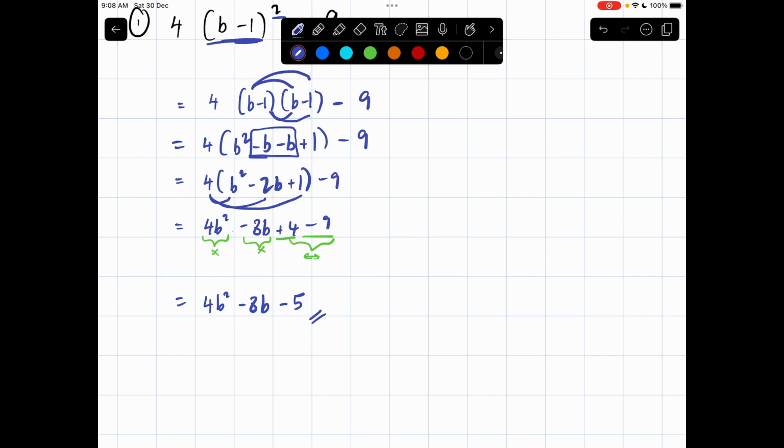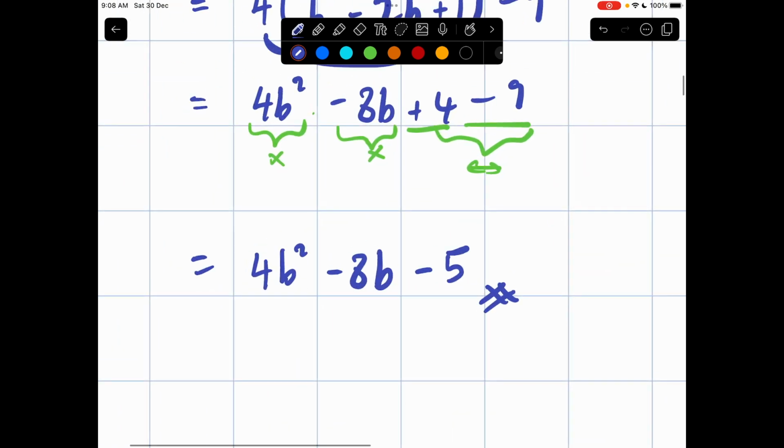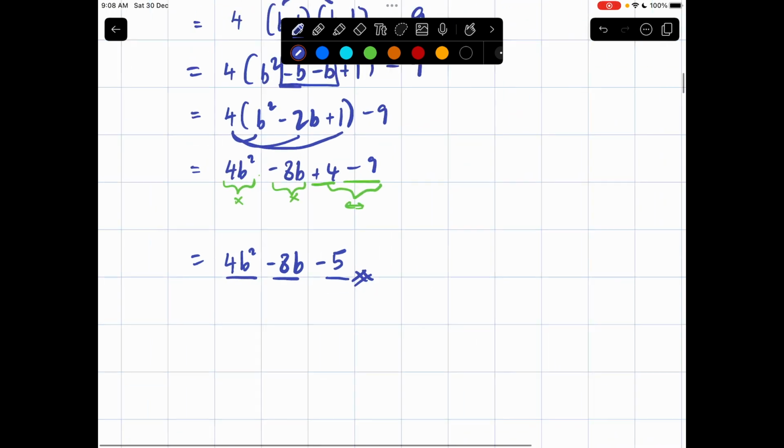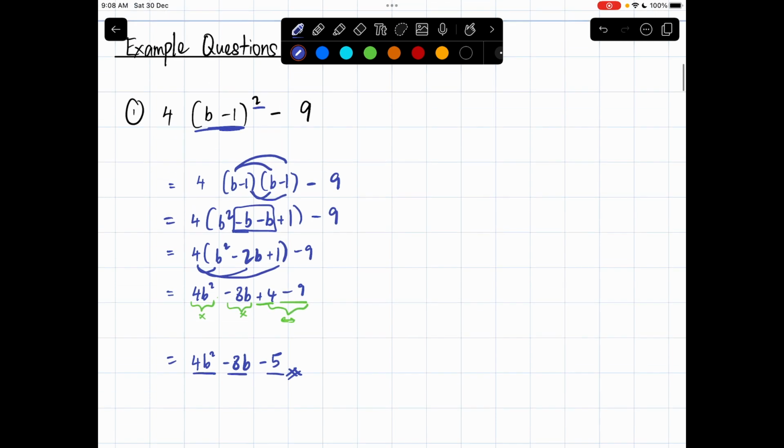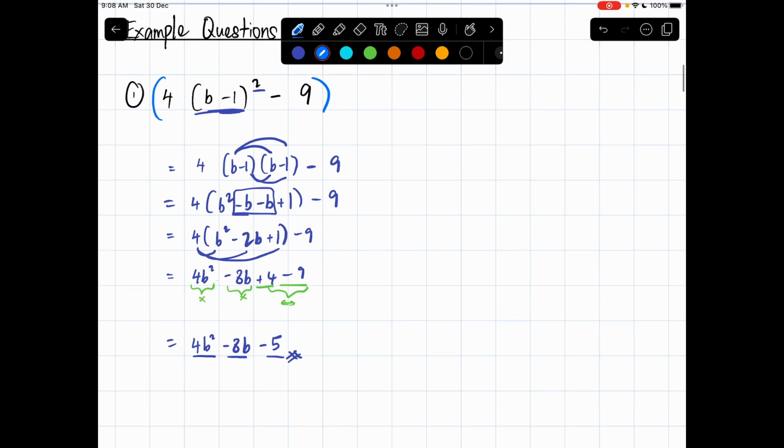So that's the answer, because now we have one term with b squared, one term with b, and one term as a whole number. That's a whole number. That's all. So for this particular expression, 4 in bracket b minus 1 squared minus 9, the simplified version of it will be 4b squared minus 8b minus 5. That's all.